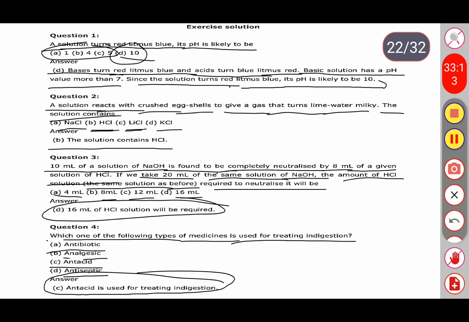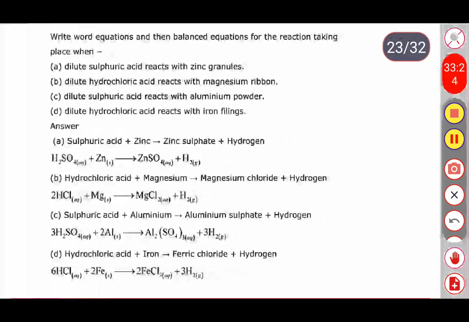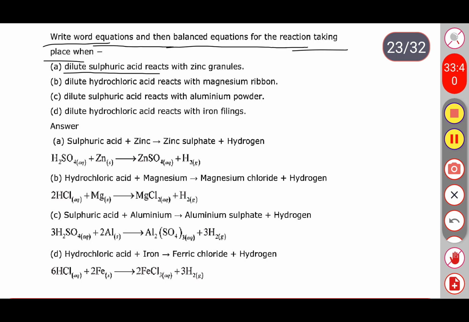Okay, see the next question, fifth one. Write word equations and then balance the equation for the reaction taking place. First one, diluted sulfuric acid reacts with the zinc granules. We already discussed this reaction. Second one, diluted hydrochloric acid reacts with the magnesium ribbon. Third one, diluted sulfuric acid reacts with the aluminum powder. And fourth one, dilute hydrochloric acid reacts with the iron filings.